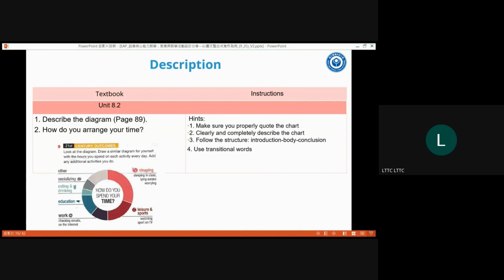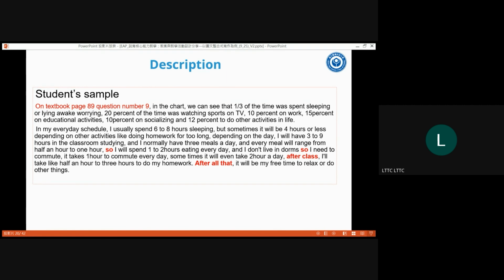And then in another unit, 8.2, in the textbook, there's a diagram on page 89. And I ask students to describe this chart. And okay, this is something about how do you arrange your time. So I will give them some hints. For example, make sure you properly quote the chart. Okay, this is something I tell them. You have to know how to quote the chart, clearly and completely describe the chart, and follow the structure, introduction, body, and conclusion, and also use transitional words. Okay, that's another. And they have to do that within 30 minutes.